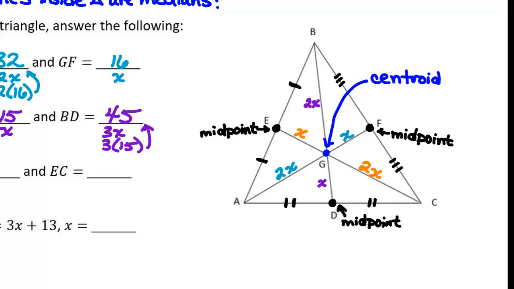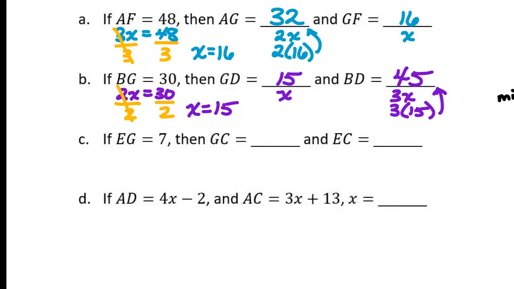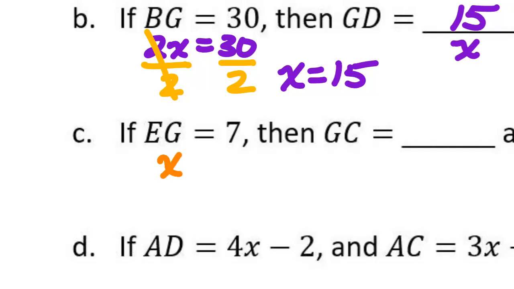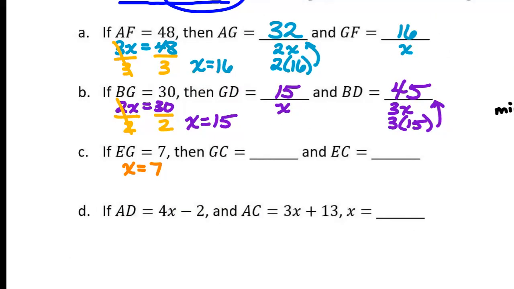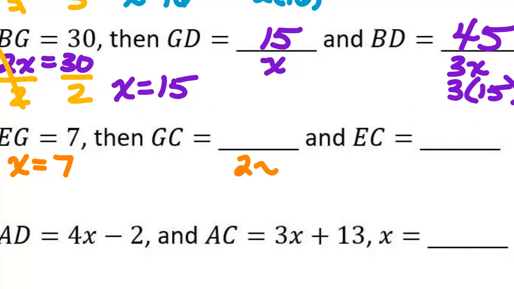Halfway done with this question. It says from E to G, this bit right here, from E to G is 7. Well, we have it labeled as what on the picture? As x. So x is 7. What about from G to C? 2x. Well, if x is 7, then that would be how big? 14.